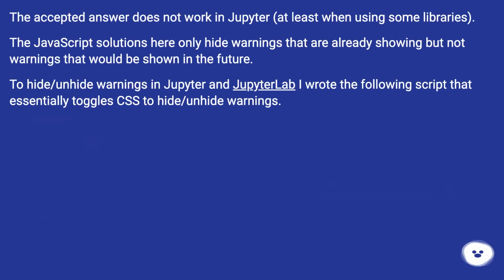The accepted answer does not work in Jupyter, at least when using some libraries. The JavaScript solutions here only hide warnings that are already showing, but not warnings that would be shown in the future. To hide or unhide warnings in Jupyter and JupyterLab, I wrote the following script that essentially toggles CSS to hide or unhide warnings.